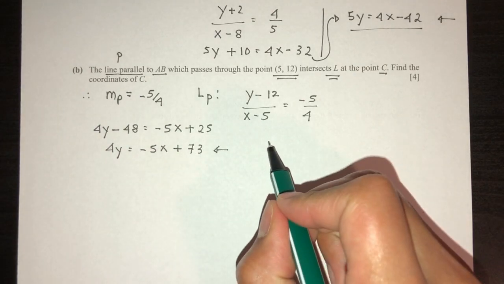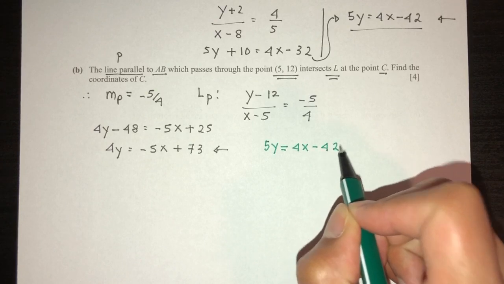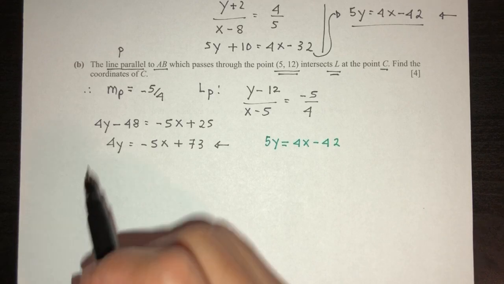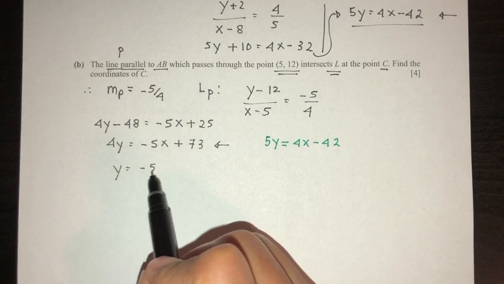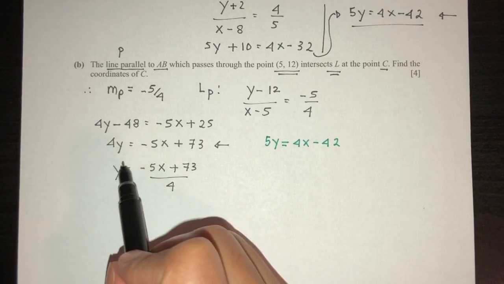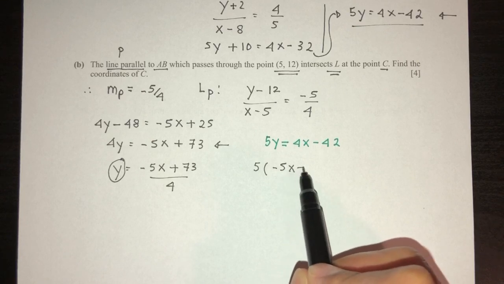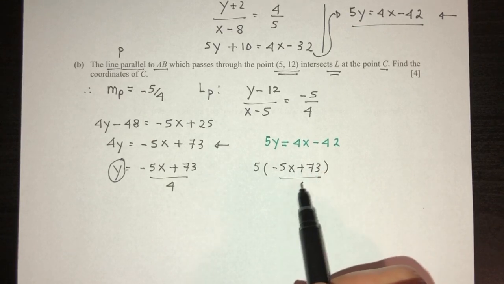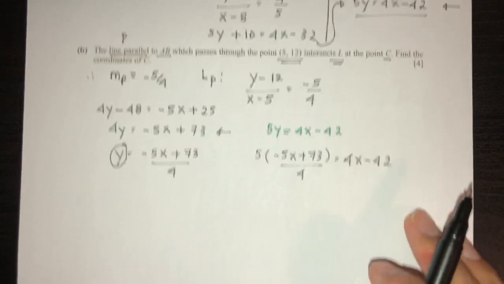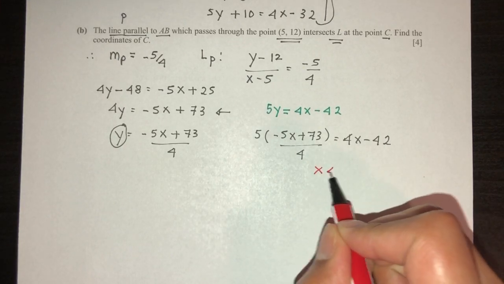So then we have this equation, 5y equals 4x minus 42. Now let's solve this. So let's see what can we have. y will become minus 5x plus 73 divided by 4. Replace y. In this y you will have 5 times y, this plus 73 divided by 4 equal to 4x minus 42. Now if you want to eliminate the 4, the denominator, we have to multiply by 4 everywhere.